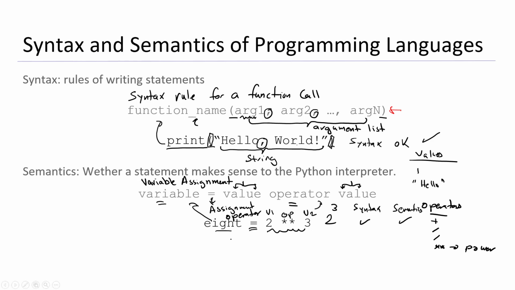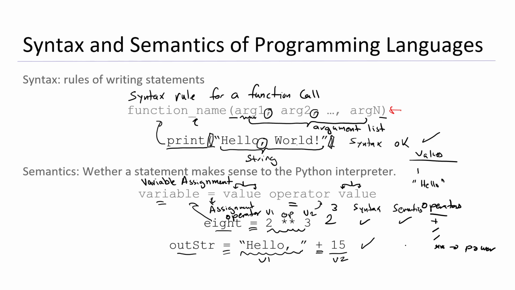What about the next statement? Again, if you look at the syntax, you have a variable name, you have the assignment operator, you have the first value here, which is a string. The second value is the number 15, and then you also have the plus operator. So in terms of syntax, it is fine.